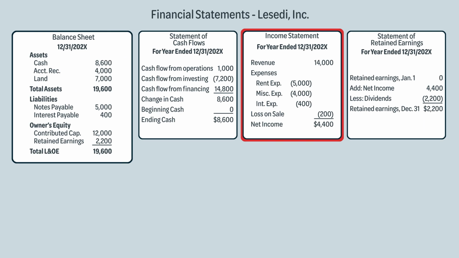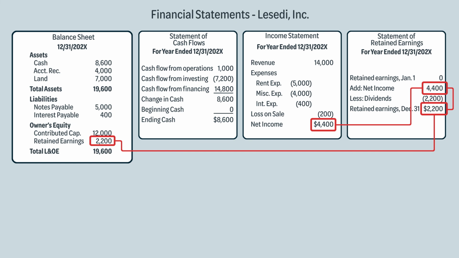Notice that my income statement summarizes all of the revenues and expenses and the loss that occurred over the period. As a result, the date on the income statement reflects a period of time rather than a point in time. In contrast, the balance sheet is as of a particular date. Net income of $4,400 is used to calculate the ending balance in retained earnings, which will be reported in the stockholders' equity section of the balance sheet.